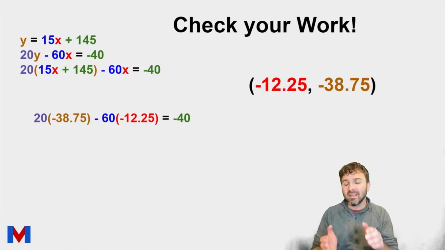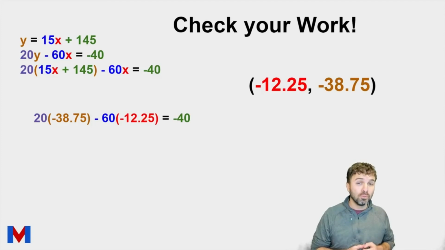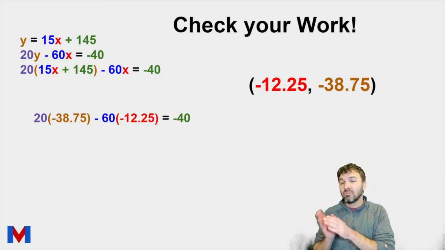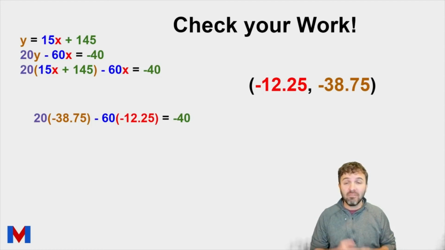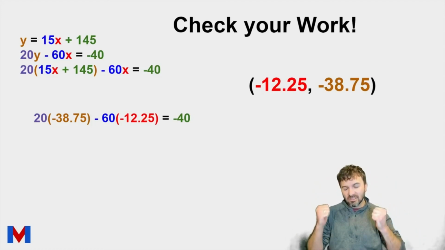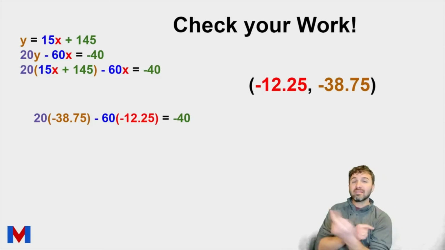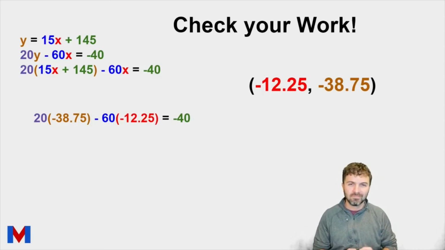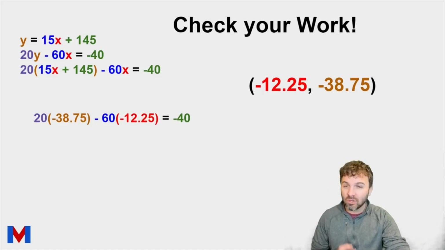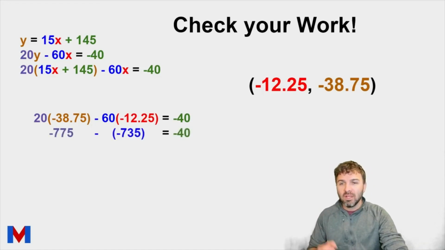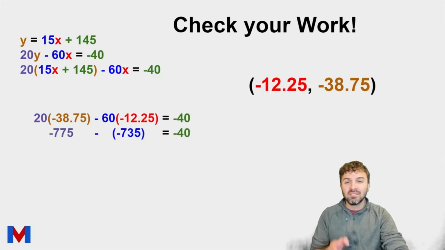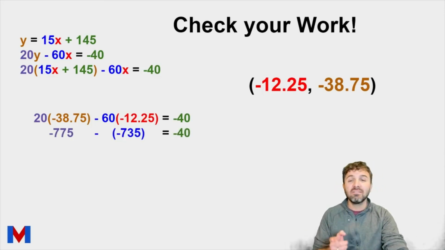We're trying to figure out, again, is this equation true? Because it's the equal sign, so is the left side going to be the same as the right side? And if it is, then yes. If it's not, then we can go back to the last slide and figure out where we made a mistake. So let's start multiplying. Boom. 20 times negative 38.75 is negative 775 minus 60 times 12.25 is negative 735.